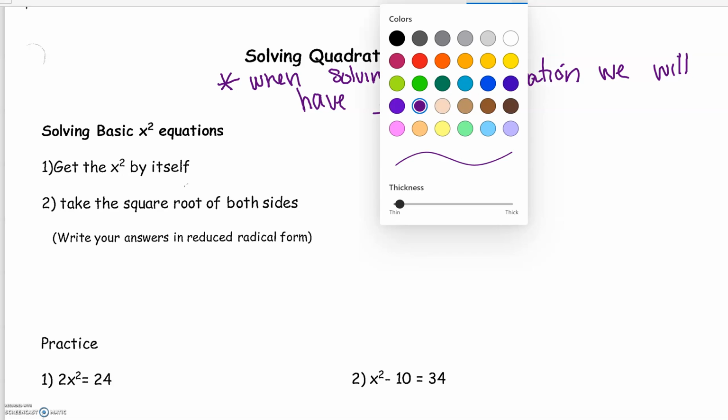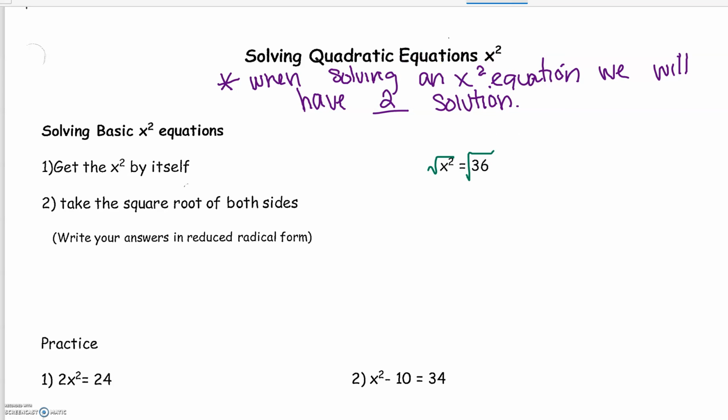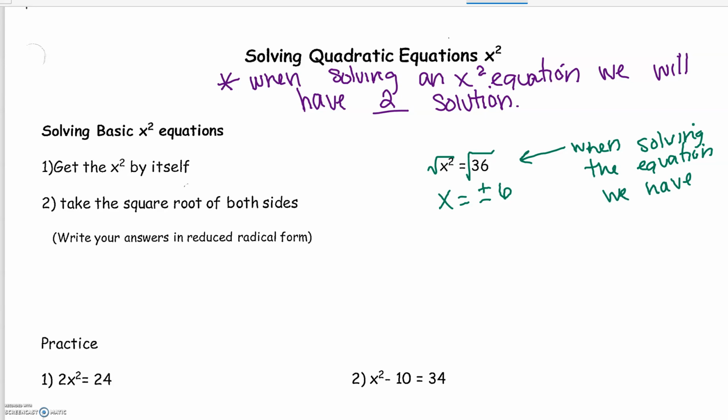So here x squared's already by itself. So we square root to get rid of that squared and just have x. And then we have a plus minus, meaning you have a positive and you have a negative, and the square root of 36 is 6. So when solving the equation, we have plus minus when taking the square root.